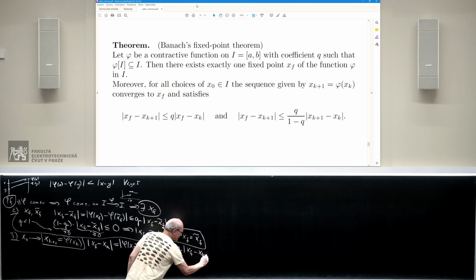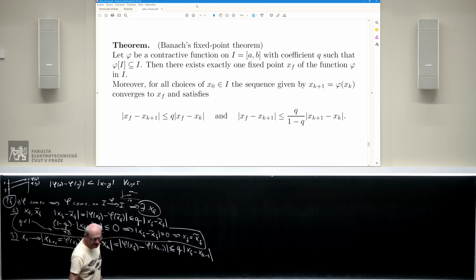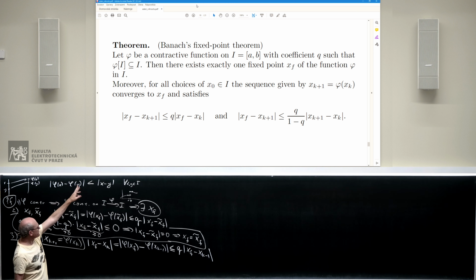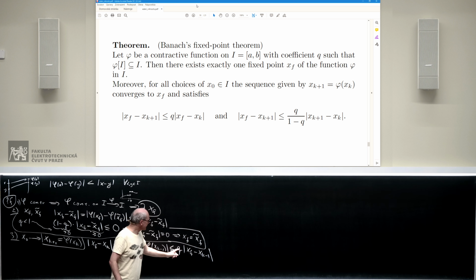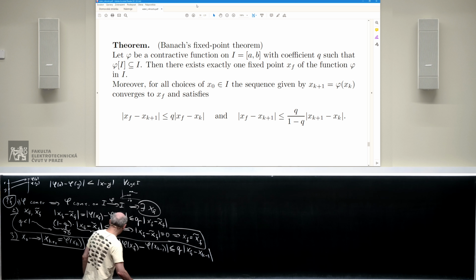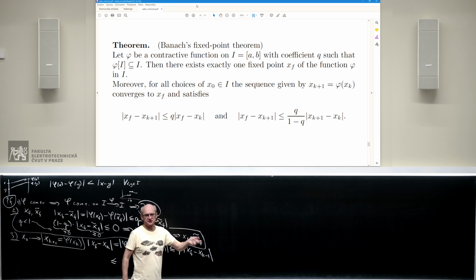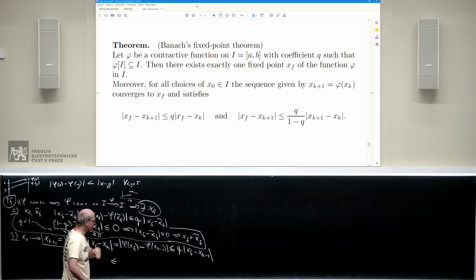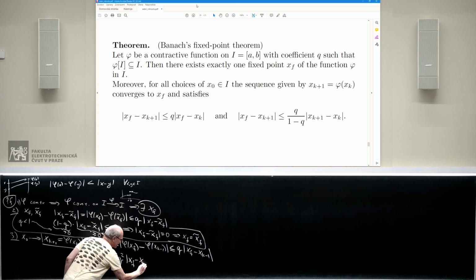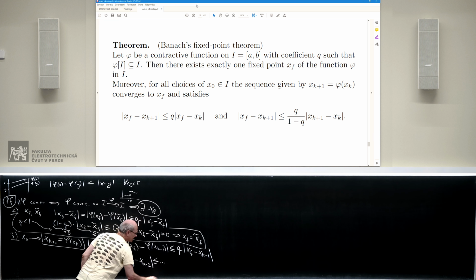xf minus xk minus 1. So that's exactly the type of inequality I had been interested in. I just shifted the index by 1, and you will see the reason why. Because once I have this inequality, I can continue by induction. So, assuming that this index is not 0, which it could be, I can again apply phi to each and so on. I simply recycle this inequality, and I get q squared xf minus xk minus 2. And then I keep going like that.